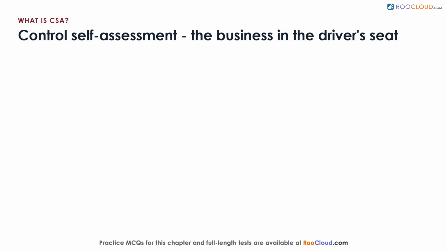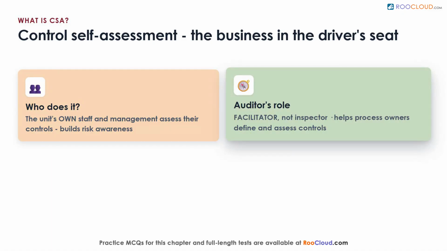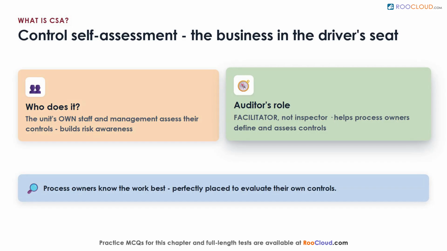Now let's slow down on control self-assessment. What is it? It's an assessment of controls done by the unit's own people. Staff and management judge their own controls. It reassures everyone that the control system is reliable. It makes employees aware of risks to the business, and it drives regular, proactive control reviews. So where does the auditor fit? Here you act as a facilitator, not an inspector. You help process owners define and assess their controls. The process owners know the work best, so they are perfectly placed to judge the controls.